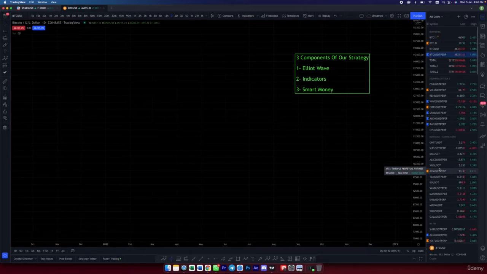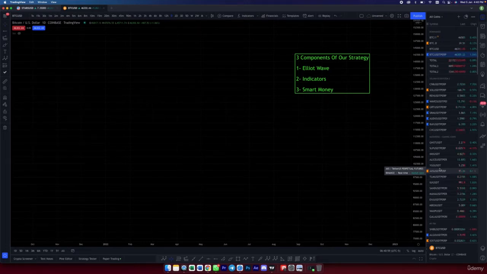If you don't know, or if you can't figure out the wave structure of a coin, it's simply not a good trade to take. Don't worry, we have thousands of coins and we can very carefully filter out 50 to 60 projects that are creating very clear wave structure.